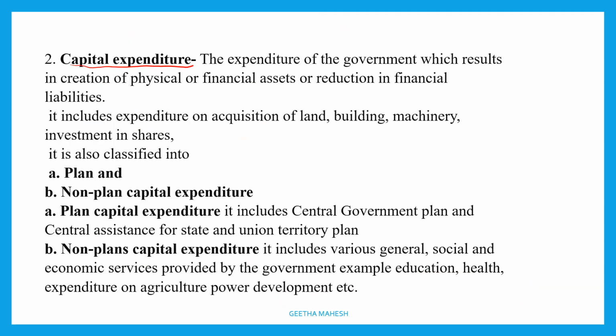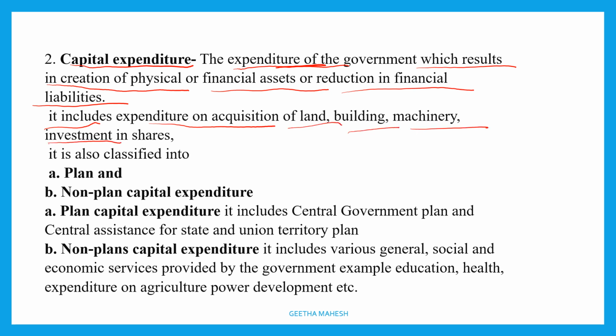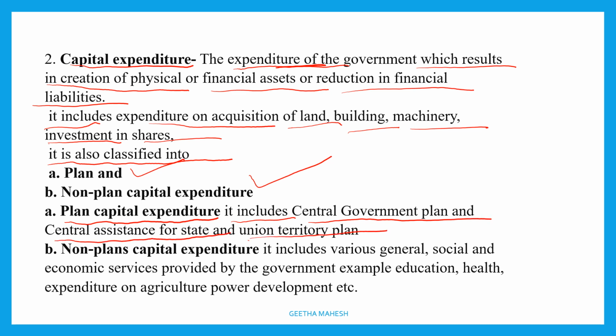Now let us discuss capital expenditure, second part of classification of expenditure. It is the expenditure of the government which results in creation of physical or financial assets or reduction in the financial liabilities. It includes expenditure on acquisition of land, building, machinery, investment in shares, etc. It is also classified into planned capital expenditure and non-planned capital expenditure. What is planned capital expenditure? It includes the central government plans, central assistance to state and union territories.